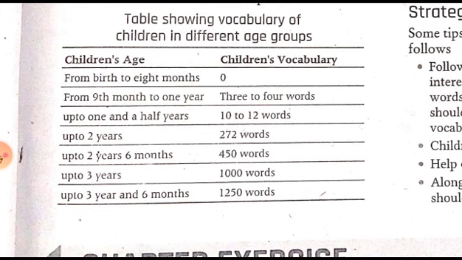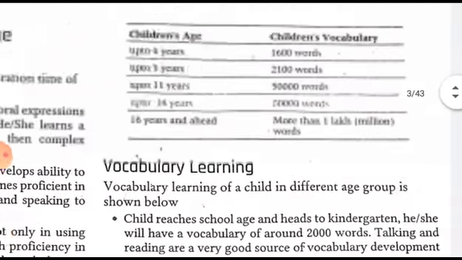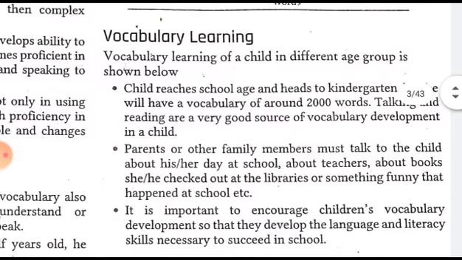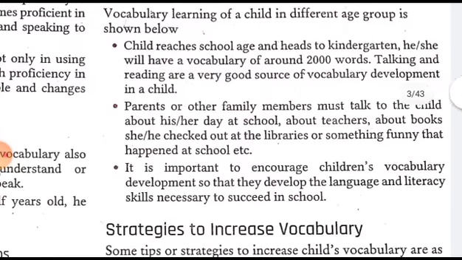So if the child is from birth to 8 months, 0 words; from ninth month to 1 year, 3 to 4 words; up to 1.5 years, 10 to 12 words; up to 2 years, 272 words; up to 2 years 6 months, 450 words; up to 3 years, 1000 words; up to 3 years and 6 months, 1250 words; up to 4 years, 1600 words; up to 5 years, 2100 words; up to 11 years, 50,000 words; up to 14 years, 80,000 words; 16 years and above, more than 1 lakh words. Vocabulary learning of a child in different age groups is shown below.